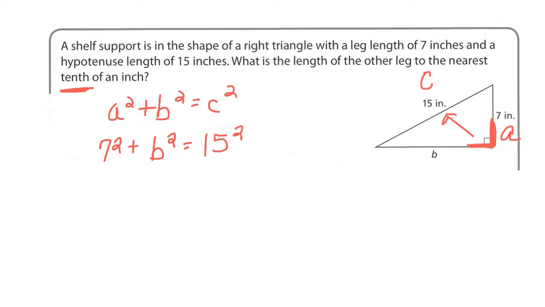So I'm going to square my values. 7 squared, or 7 times 7, is 49, plus b squared equals 15 squared, or 15 times 15, is 225. Okay, this is my new step. In order to be able to solve for b, I'm going to have to subtract this leg away from the leg that I'm missing in order to solve.